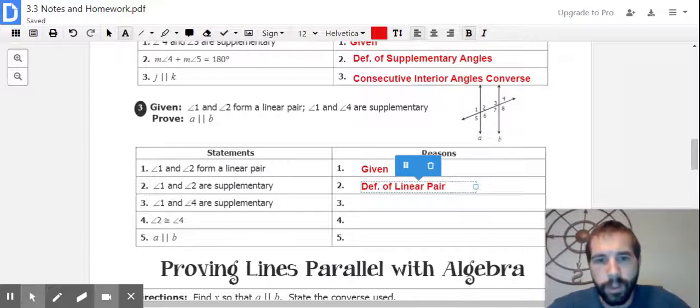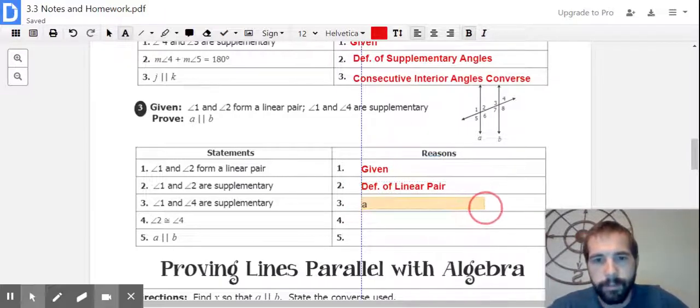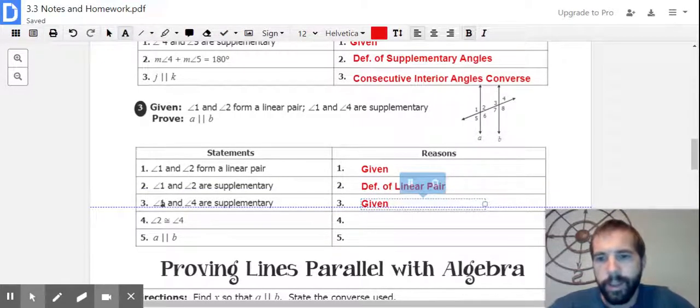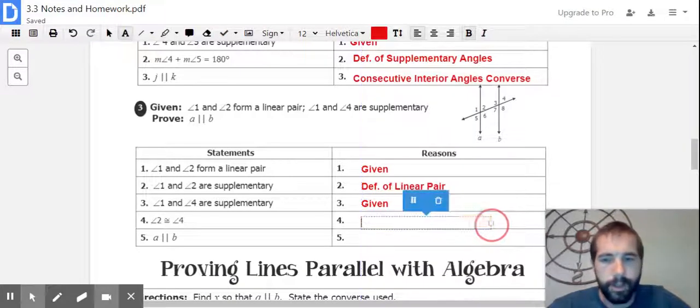And then angles 1 and 4 are supplementary. That was given to us at the top. And then it says angles 2 and 4 are congruent. So why are angles 2 and 4 congruent? Well, if we go back to statements 2 and 3, we have angle 1 is supplementary to angle 2, and angle 1 is also supplementary to angle 4. We've learned in the previous chapter that that's the congruent supplements theorem.